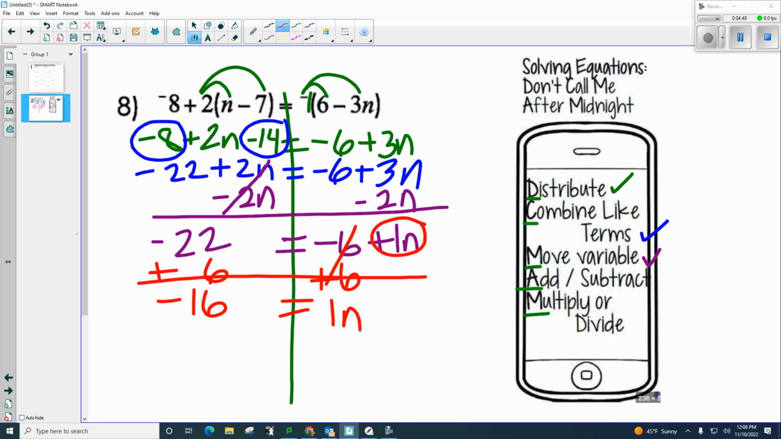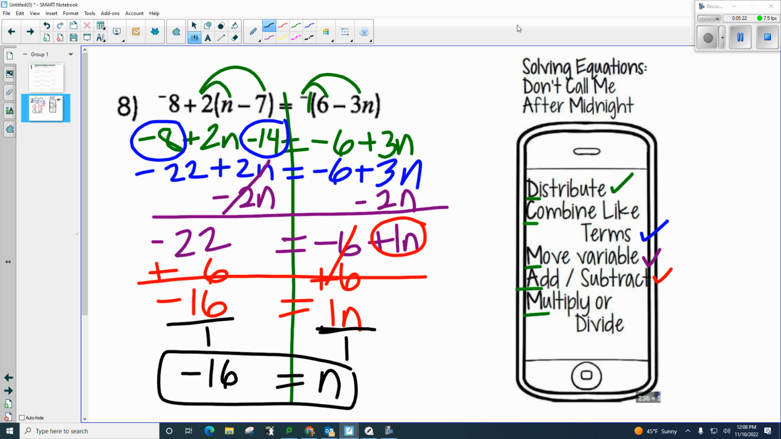And this brings us to our very last step, which is to multiply or divide. This variable n just has a 1 in front of it. So technically you don't have to divide, but whatever number is in front of that variable, that is the number that you divide by. But we know anything divided by 1 is the same thing, so our answer is -16 equals n.